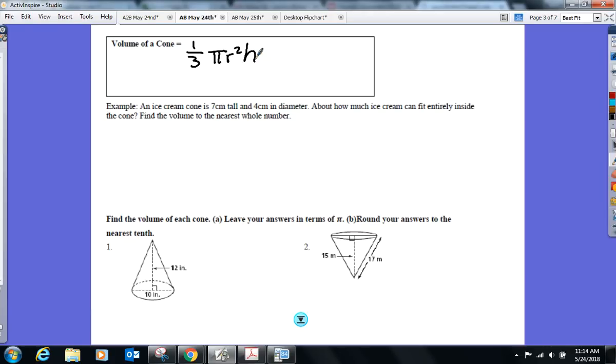Ice cream cone, all right? Ice cream cone. Ice cream cone. 7 centimeters tall, 4 centimeters in diameter. How much ice cream could fit entirely?